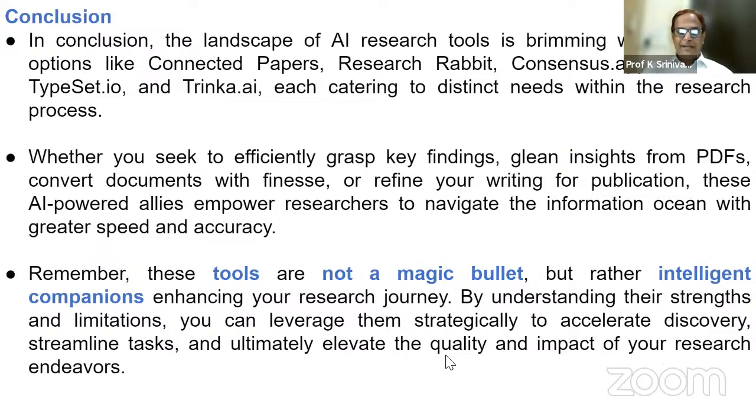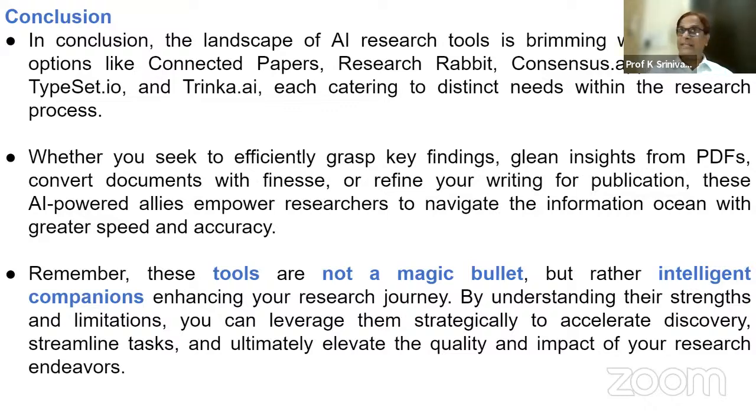So in conclusion, there are a few important conclusions also. The landscape is brimming with innovative options like Connected Papers, which I am going to tell you about now, Research Rabbit, Consensus, ChatPDF, Typeset, and Trinka. These tools are each catering to distinct needs within the research process, because each tool has come with its own interesting areas. So whether you seek to efficiently grasp key findings or glean insights from the PDFs, convert documents with Typeset, or refine your writing for publications, these AI-powered allies empower researchers to navigate the information ocean with greater speed and accuracy. Let me repeat it.